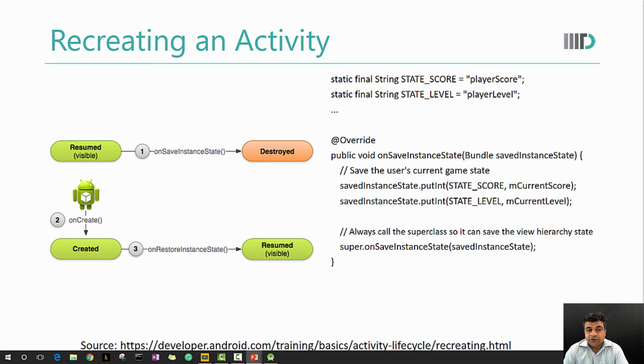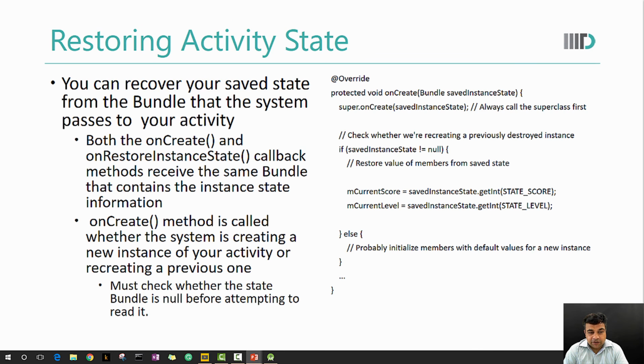So, restoring your activity state. You can recover your saved state from the Bundle that the system passes to your activity. Both the onCreate and onRestoreInstanceState callback methods receive the same Bundle that contains the instance state information. The onCreate method is called whether the system is creating a new instance of your activity or recreating a previous one. Because it can be called in both instances, you must check whether the state Bundle is null before you try to read it. So let us see a sample program code on how to do it.